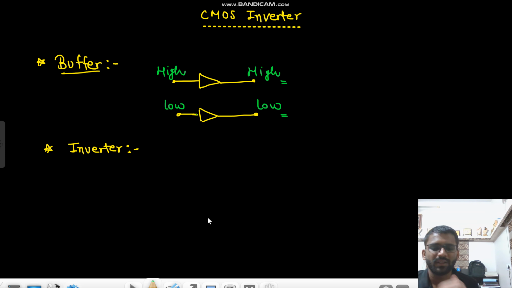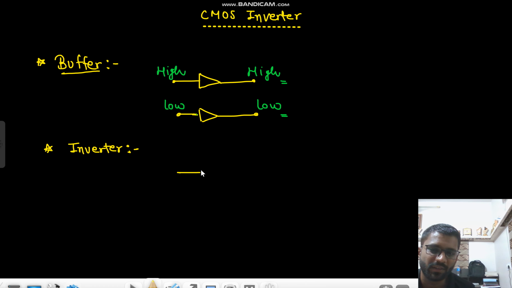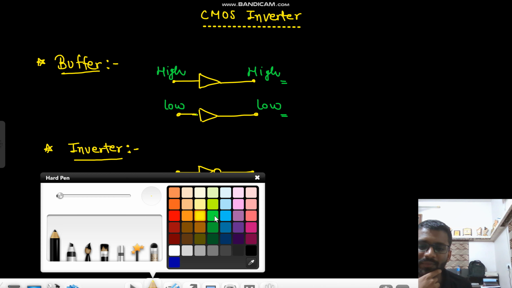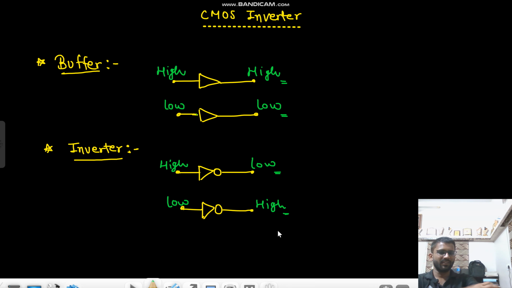Now I'm talking about an inverter. So this is how you make an inverter. In case of an inverter, if we give a high input, we get a low output, and if we give a low input, we get a high output. This is the case of an inverter. So now we will see CMOS inverter.